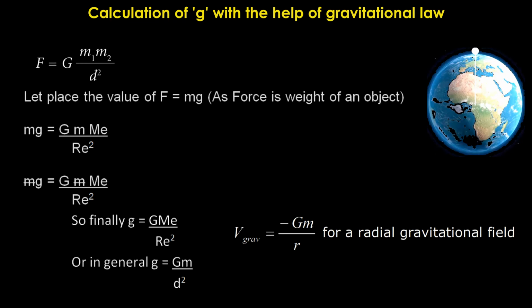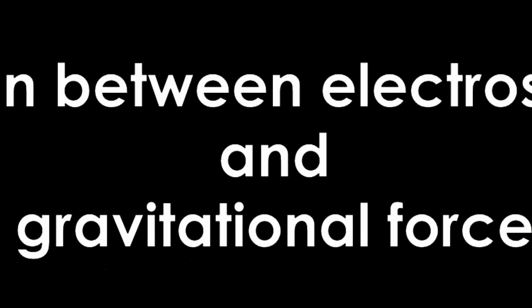because you know that it is a point mass, from the center of the Earth to the center of the object. So when the masses cancel on the left and right hand side, we get small g, gravity, is equal to gravitational constant times the mass of the Earth divided by the radius of the Earth squared. In general, we can write g is equal to capital G times mass divided by distance square. In the case of a radial gravitational field, remember we have to take a minus sign, which shows the direction of this field.